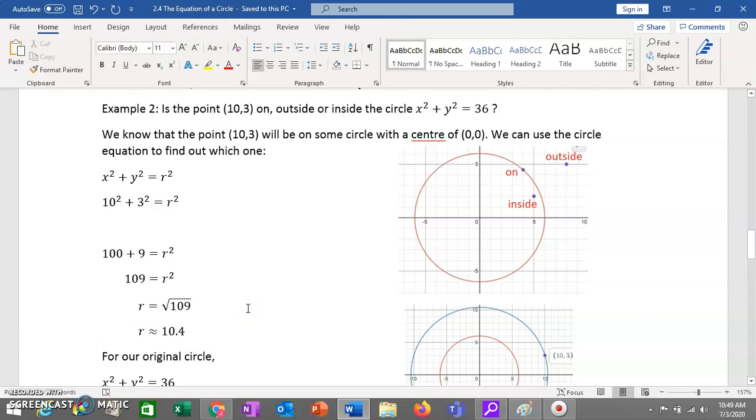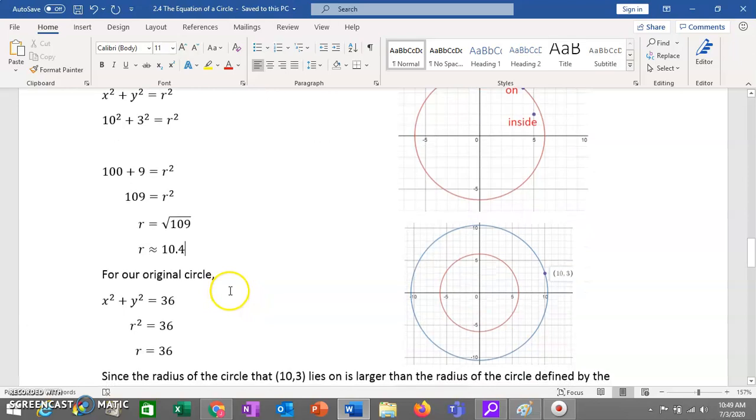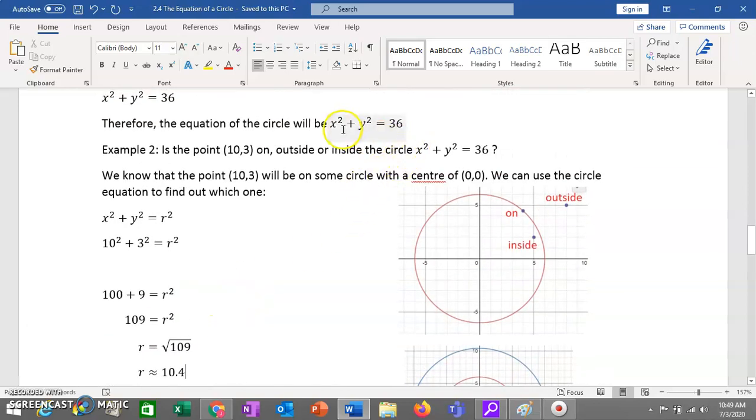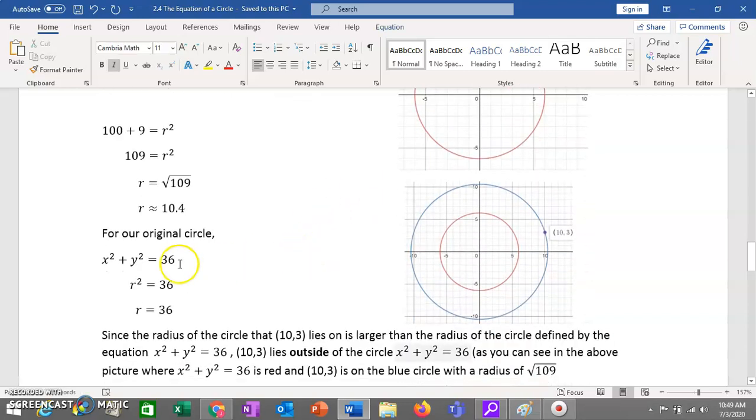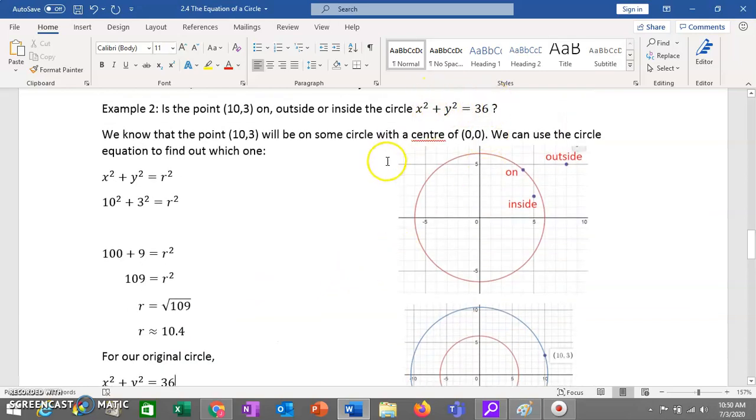So what we're asking ourselves then is, okay, (10, 3) is on some circle, and the radius of that circle is 10.4 units long. Well, let's compare that to our original circle. Our original circle, the one we want to know if the point is on, x squared plus y squared equals 36, well, the radius for that one is just going to be 6, right? r squared is 36, so r will be 6. So what that shows you is that the radius of the original circle is less than the radius of the circle that (10, 3) is on.